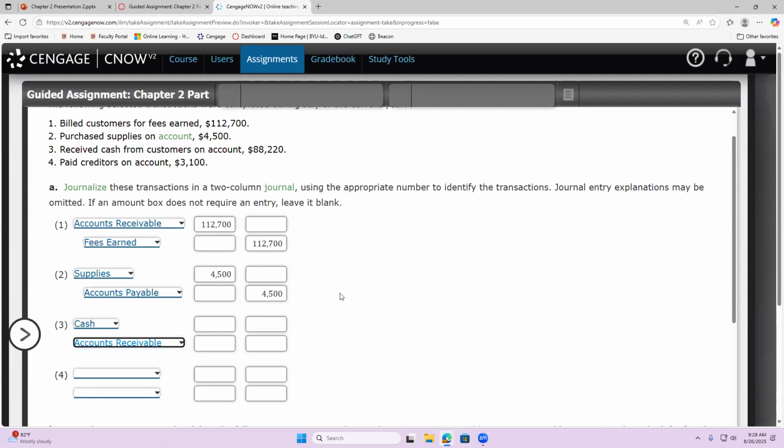I always love to get cash. I would way rather have cash than have somebody owe me, right? Because I can pay my employees with cash. It's hard to pay my employees with somebody else owing me, even though they're both assets.